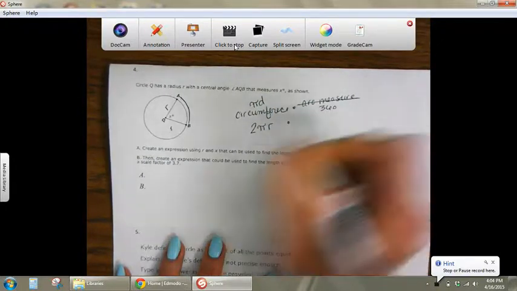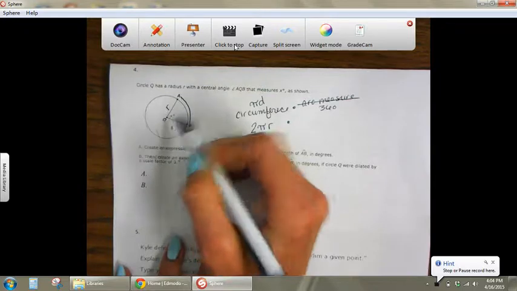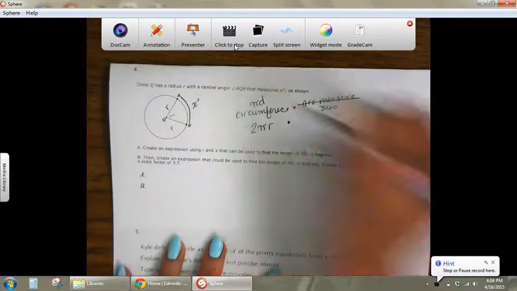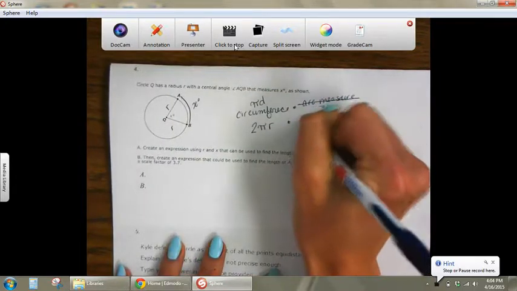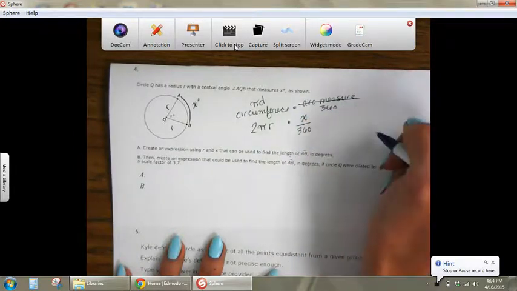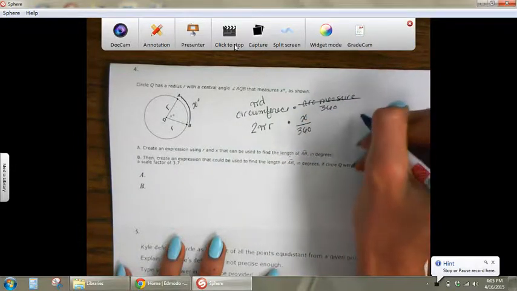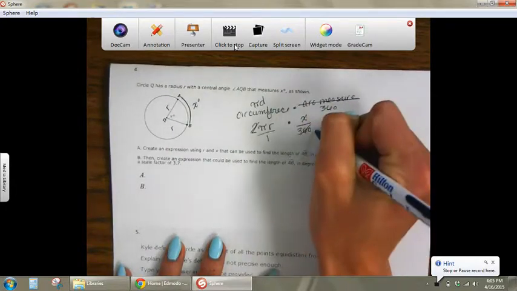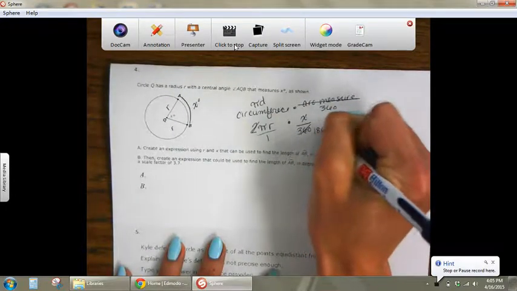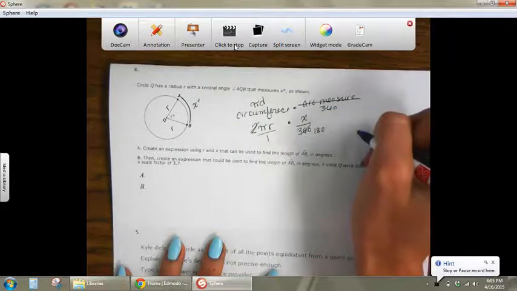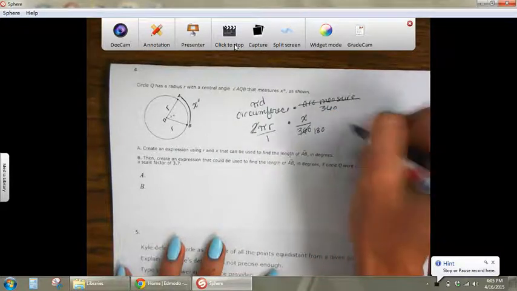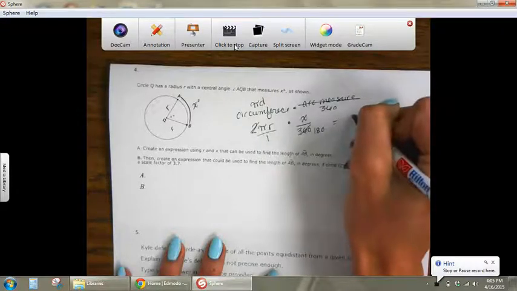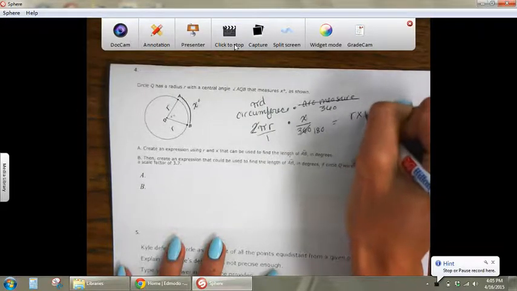Now this is a central angle, x, so I know that my arc measure is congruent to that. So that's going to be x over 360. Let's do a little simplifying. We can multiply. Oh, I would actually cross-cancel here. 2 will reduce with 360 and make 180. Remember, we're not cross-multiplying. We're just cross-canceling. And then I can multiply across. So I get rx pi over 180.